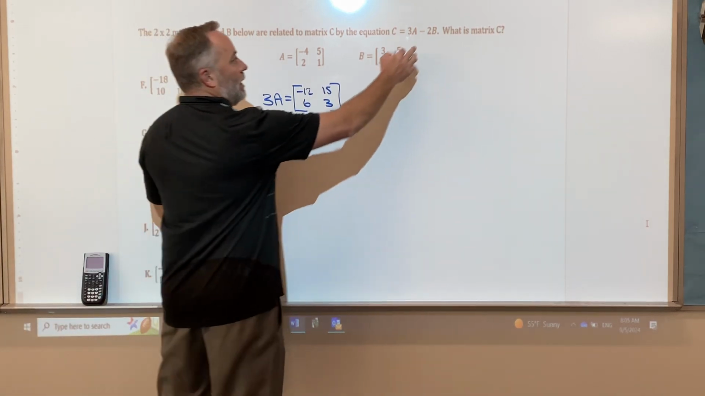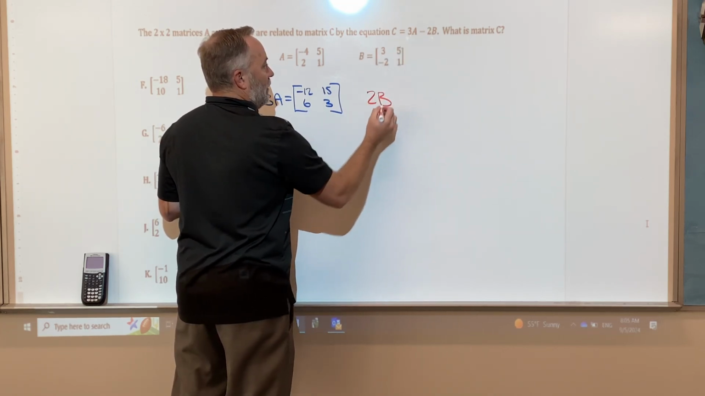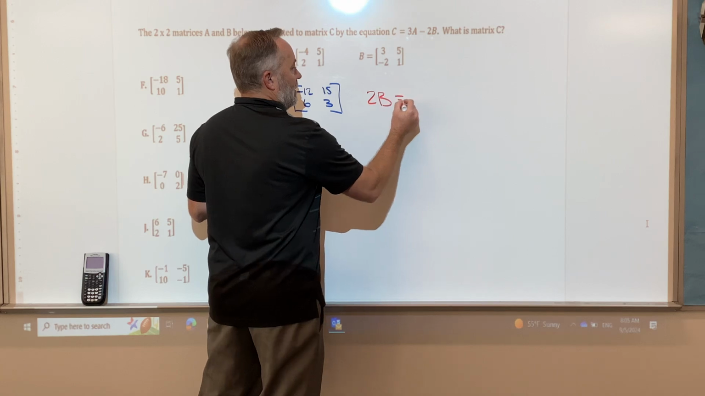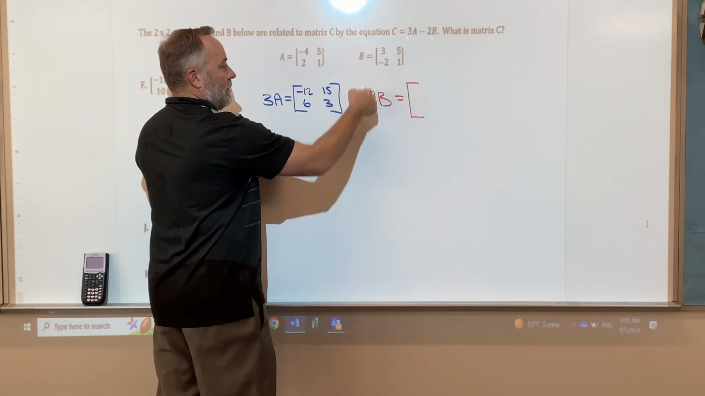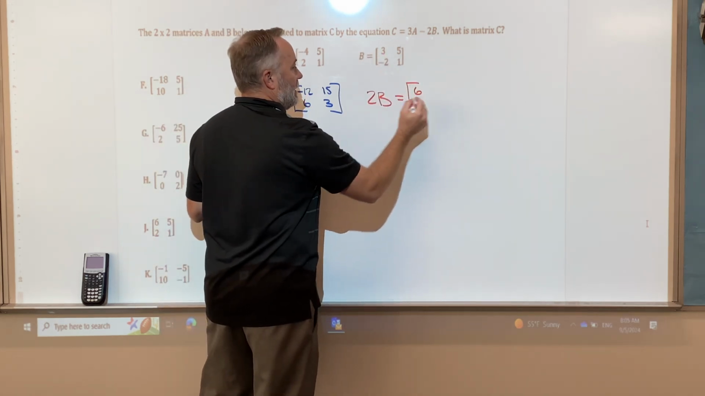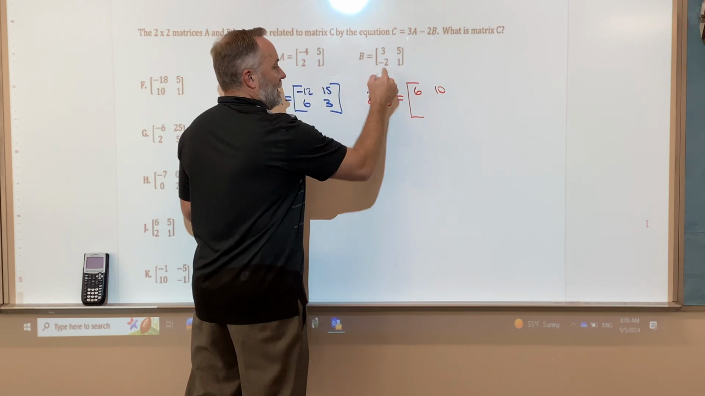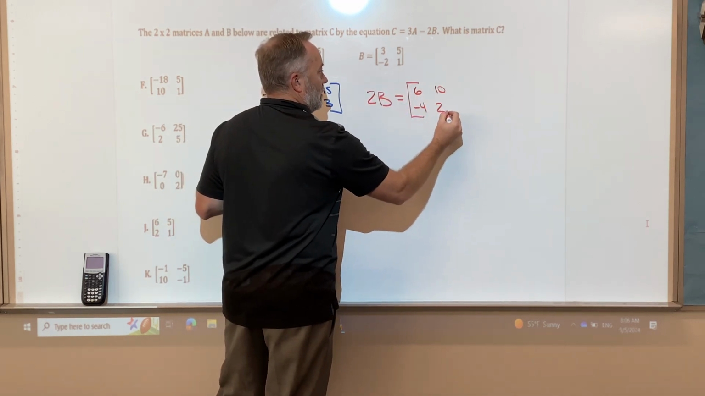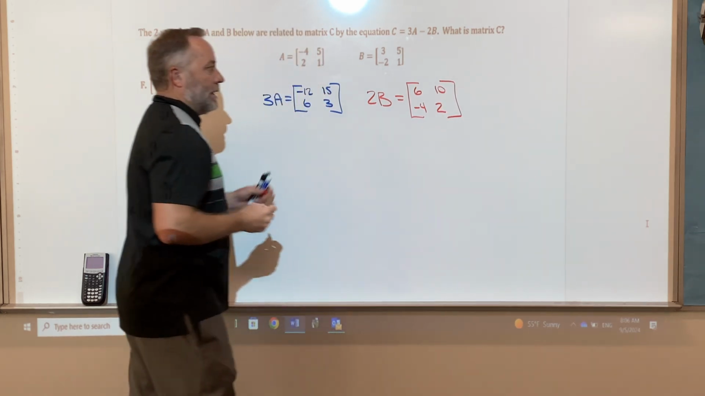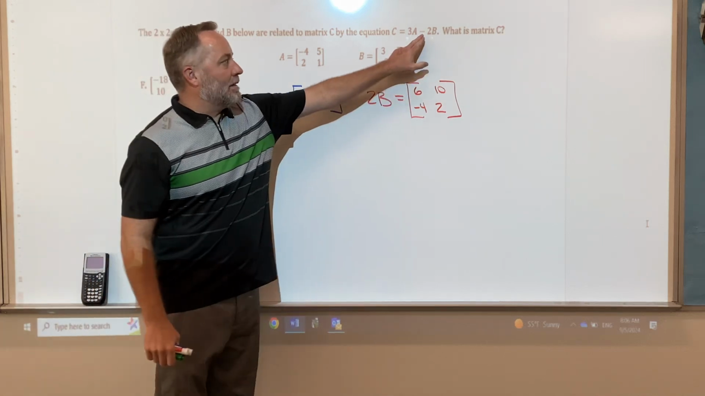Let's do similar with B, but it says 2 times B. So let me write 2B over here. So that would just equal doing the same thing, multiplying 2 by each of these values. So 2 times 3 is 6, 2 times 5 is 10, 2 times negative 2 is negative 4, and 2 times 1 is 2. All right, so now we have 3A and 2B, and we're asked to subtract those.